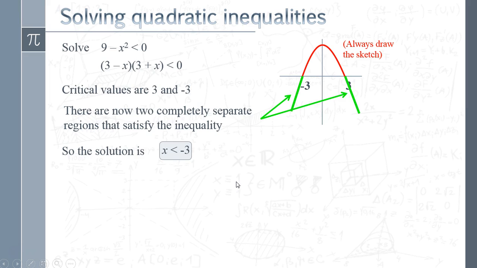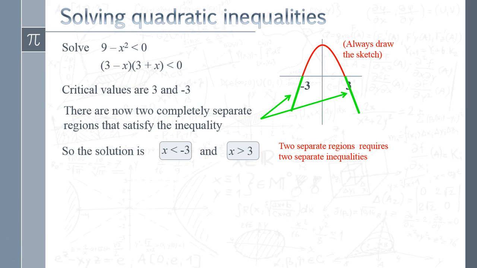So there we go, two separate regions. There's our one inequality, and there's our second inequality. And that's happened because in this particular case, we've got that negative quadratic giving us two completely separate regions. And that's primarily the reason why you need that sketch, so you're thinking very carefully about whether you've got one region or two to draw.